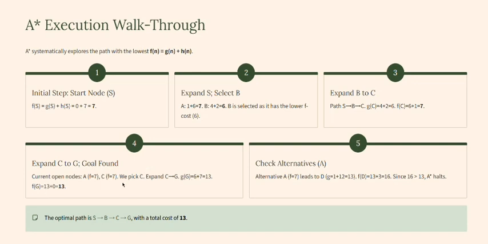From g we calculate f of n using g of n and h of g, and by adding them we find the goal path cost as 13, and the optimal path is the one whose total cost is 13.